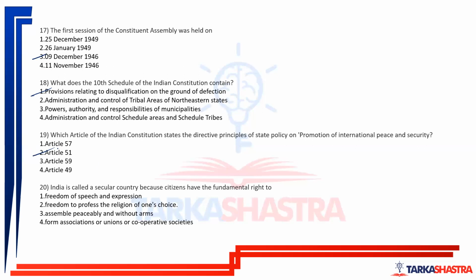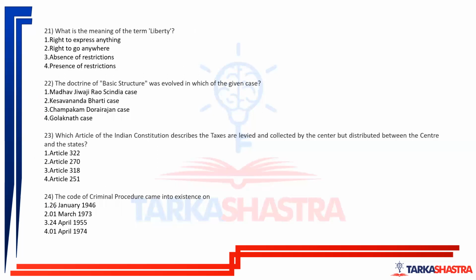India is called a secular country because the citizens have the fundamental right to freedom to profess the religion of one's choice. We can follow whichever religion we want to profess, and that is why India is known as a secular country. What is the meaning of the term liberty? Liberty means absence of restriction. There is no restriction, that is liberty.